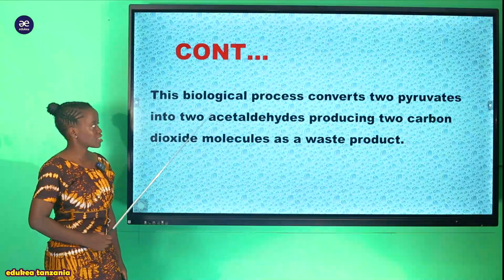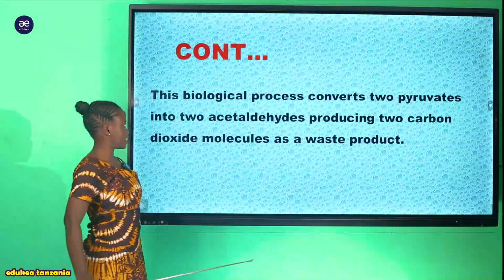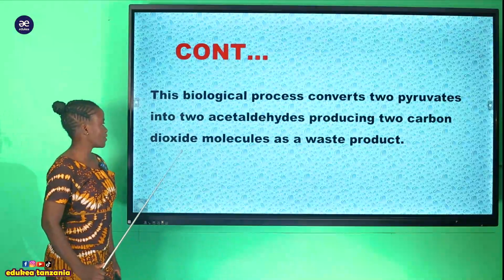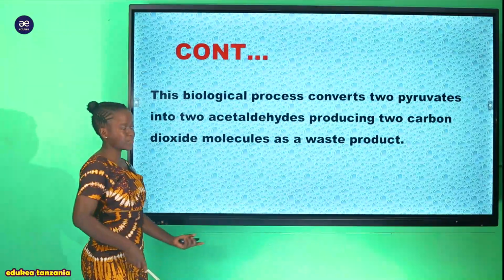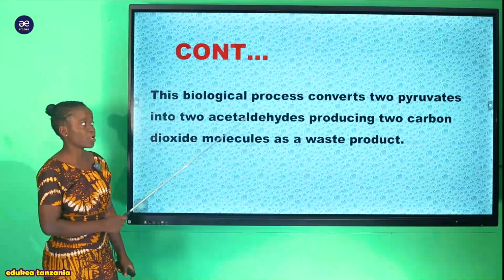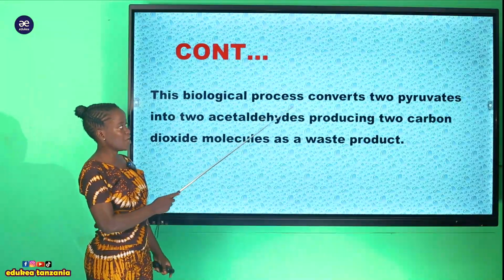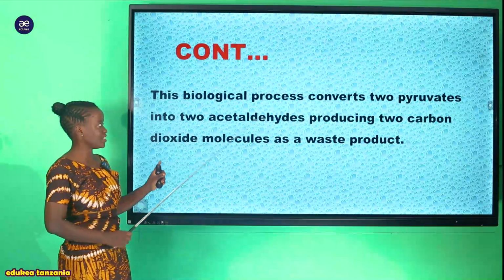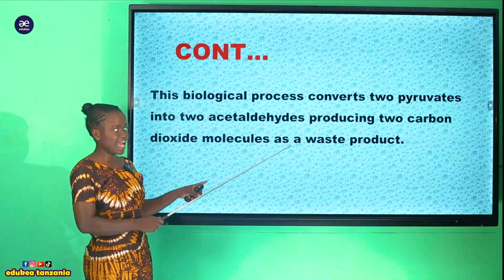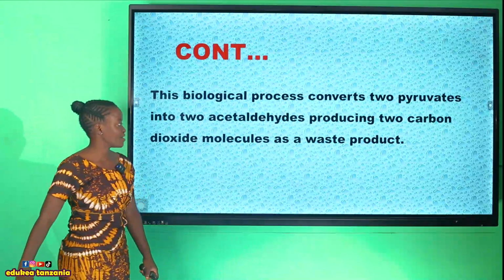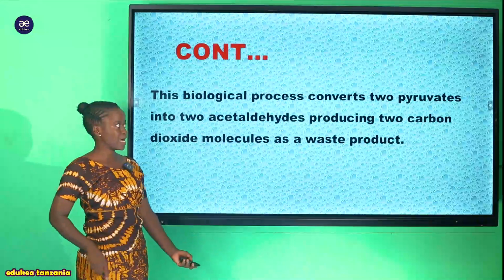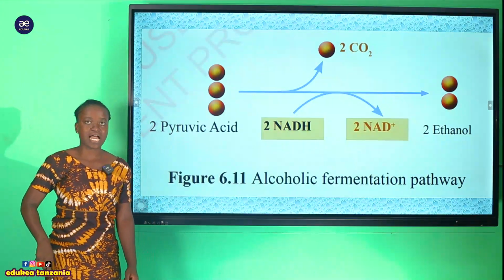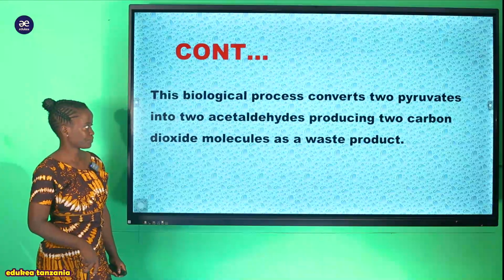We are saying that this biological process converts two pyruvates into two acetaldehyde, producing two carbon dioxide molecules as a waste product. You can see that this biological process aims to convert the pyruvate into acetaldehyde, with two carbon dioxide molecules as waste product. So you can see two molecules of this carbon dioxide are lost from the reaction.